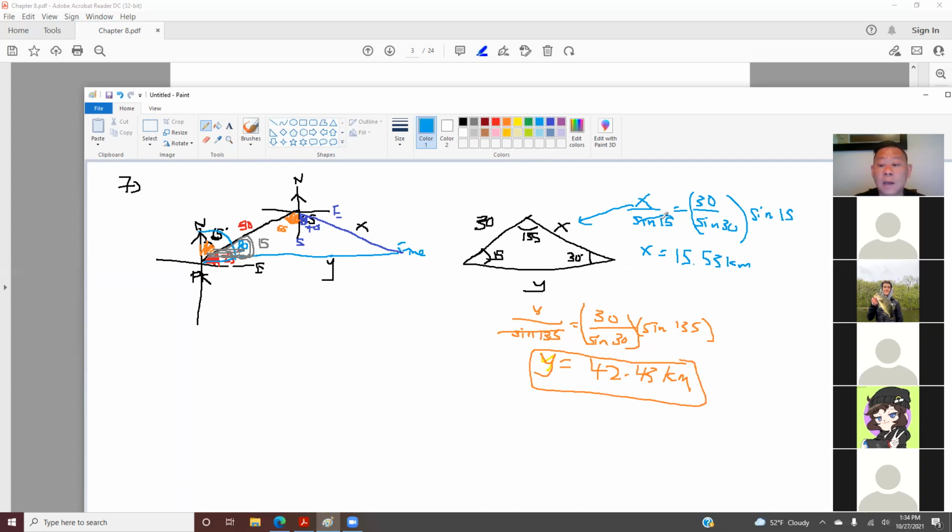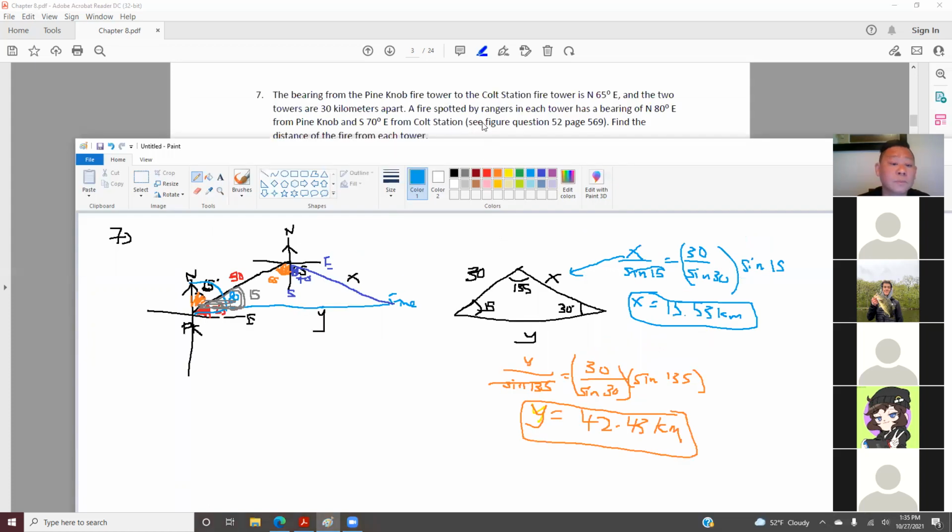So this is how you use your bearing. So make sure you guys know the bearings, very important. And usually you have to use your alternate interior or alternate exterior angles to figure it out, usually when you talk about bearings. And the triangles is what usually we will concentrate on here. Okay, so this is the distance from each of these towers.